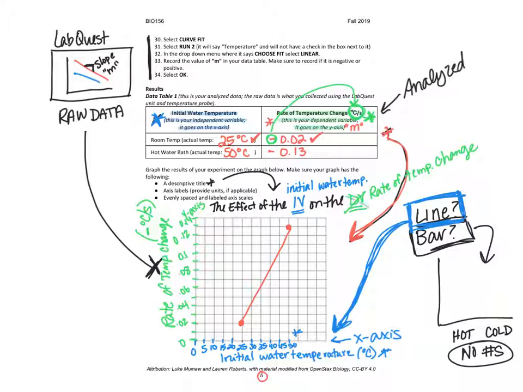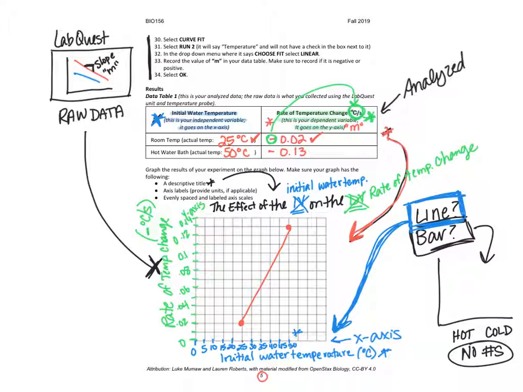All right, so we would get rid of that and just fill in with the actual title. So the title would be the effect of the initial water temperature on the rate of temperature change. All right, so you can see by following the colors that I used here that all of this information is connected, right?